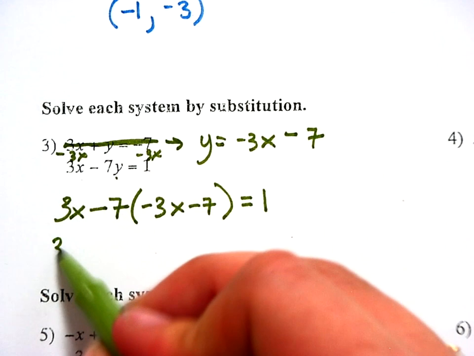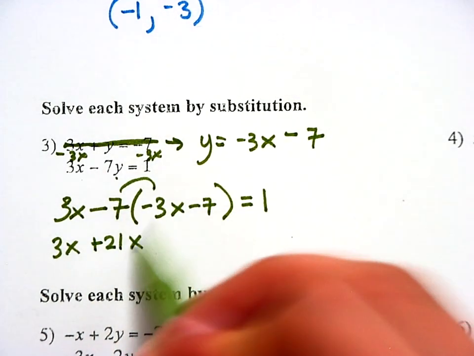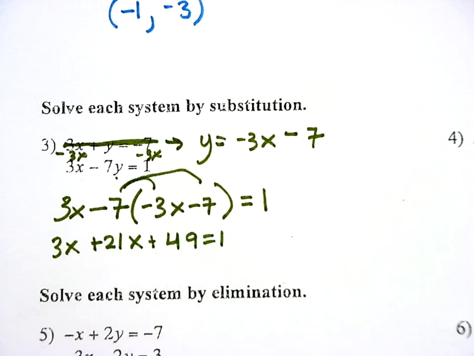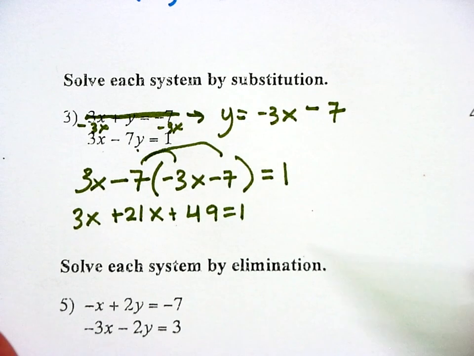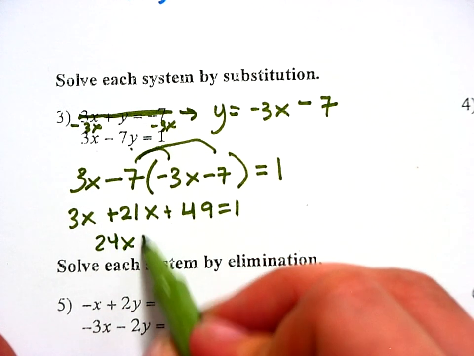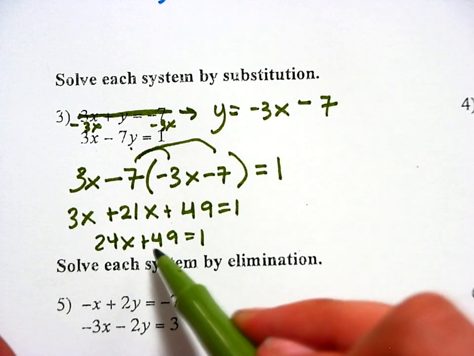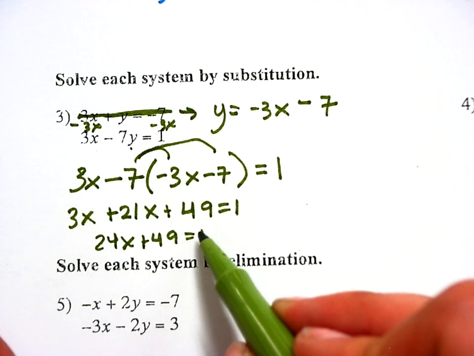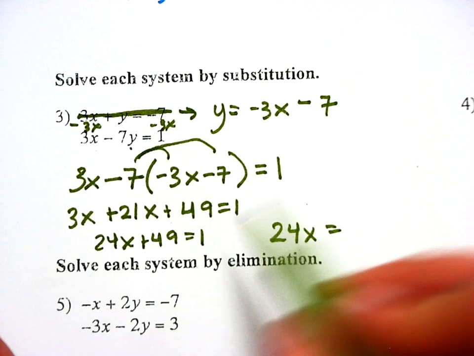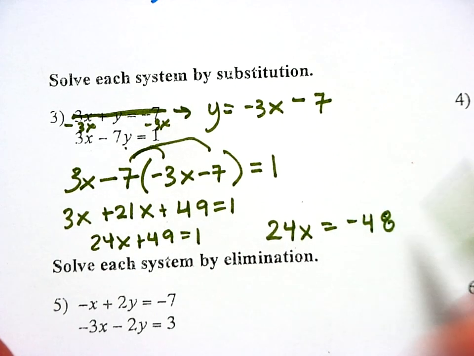So I have 3x, and then I'm going to distribute. Plus 21x plus 49 equals 1. Still just solving for x. I can combine like terms. So if I combine like terms, I've got 24x plus 49 equals 1. I need to subtract 49 from both sides of this equation. So now I have 24x equals, well, 1 minus 49 is going to be negative 48.